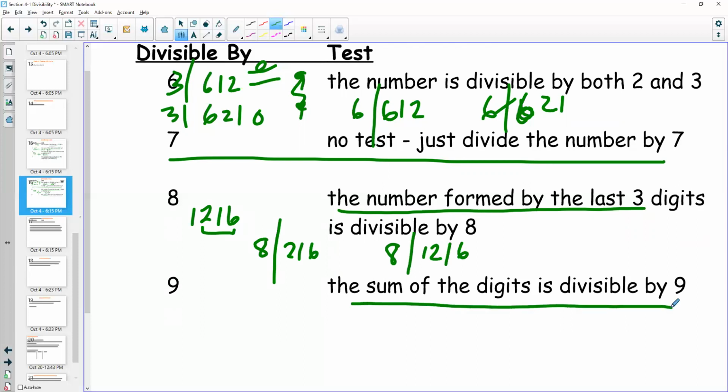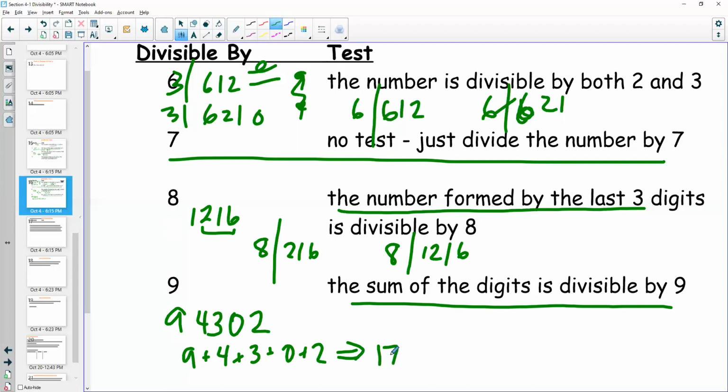So let's take a number, 4,302. Or even we'll make it bigger: 94,302. So if we did 9 plus 4 plus 3 plus 0 plus 2, I would get 9 and 4 is 13, 14, 15, 16, 17. Okay, so that's 17. 17 is not divisible by 9. So that number is not divisible by 9.